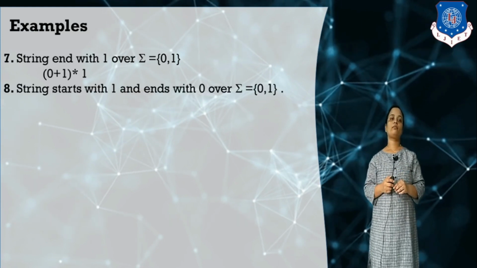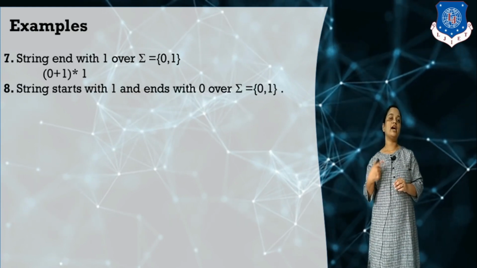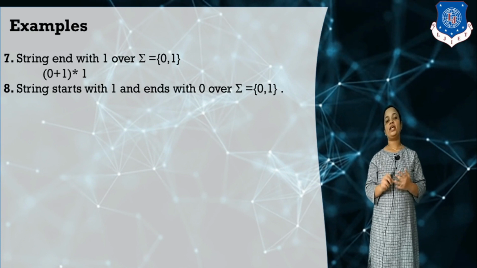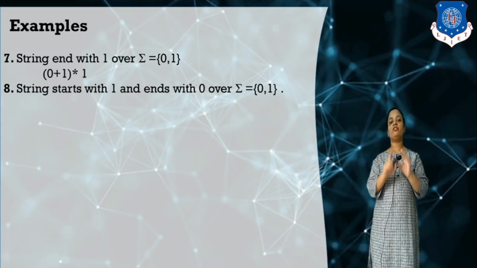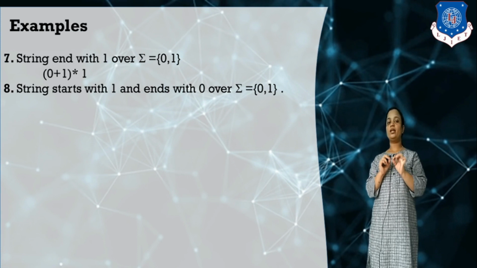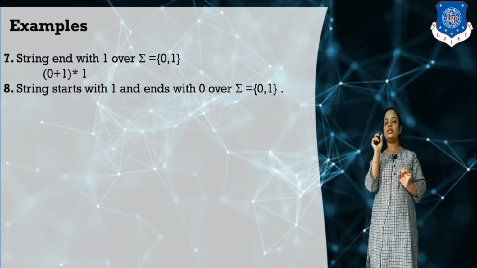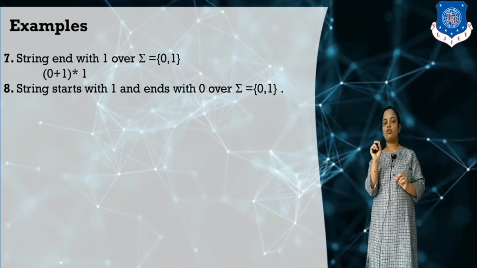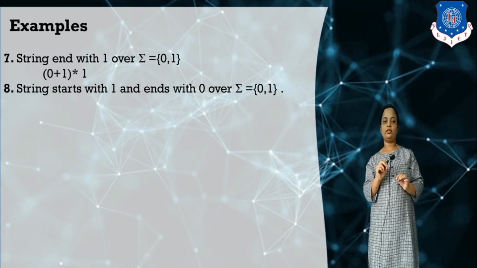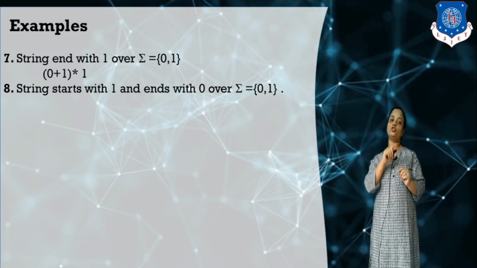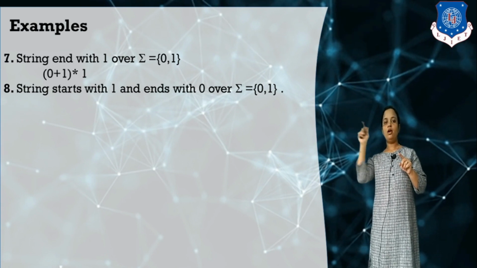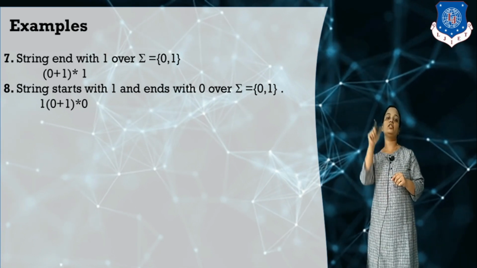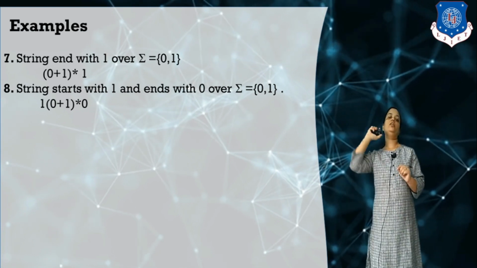Now next, strings that start with 1 and end with 0 over the alphabet 0 comma 1. They have given two conditions which are combined with 'and'. Whenever the word 'and' appears, it means the concatenation operator is used, which means the dot operator. Now the start is 1, so the first letter is 1, the last is 0, but in between any combination of 0s and 1s is allowed. So we simply write down 1 dot (0 plus 1) whole star dot 0.